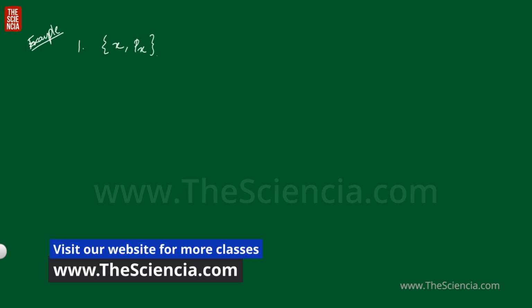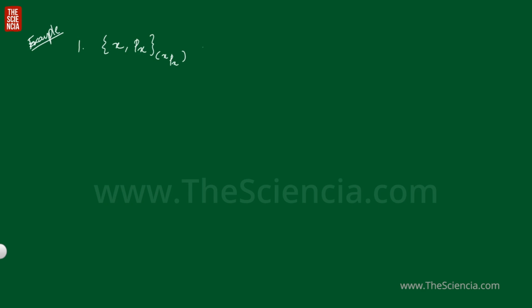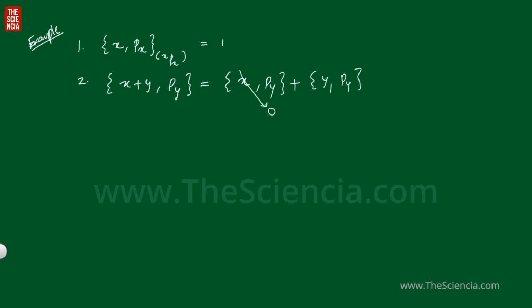Example problems. First one, find the Poisson bracket of [x, p_x]. Here the coordinates are x and p_x. So what do you get? Here x is a variable and p_x is its conjugate. So you get 1. Second example, the Poisson bracket of [x plus y, p_y]. How do we solve? We have to use the distributive law. That is, this is equal to the Poisson bracket of [x, p_y] plus the Poisson bracket of [y, p_y]. Here you can see x and p_y are not conjugate, so this is equal to 0. And y, p_y are conjugate, so this is equal to 1.